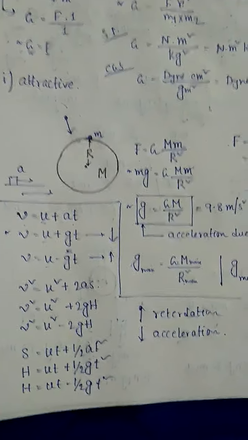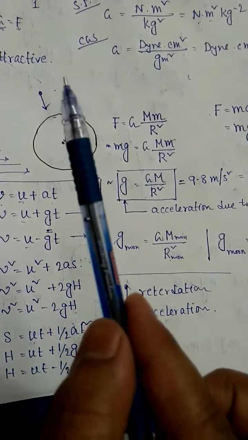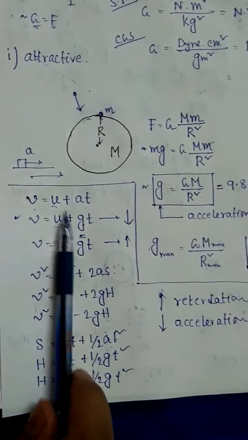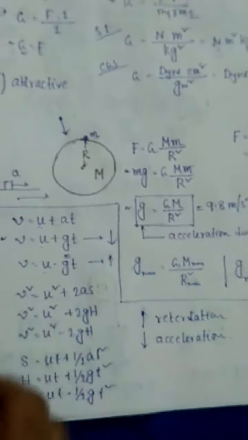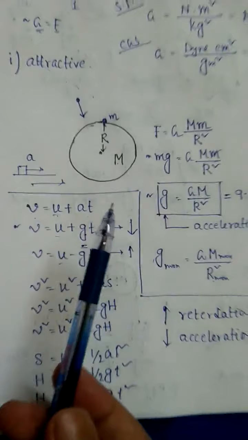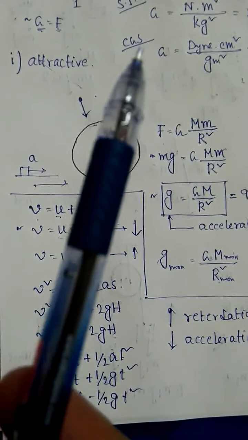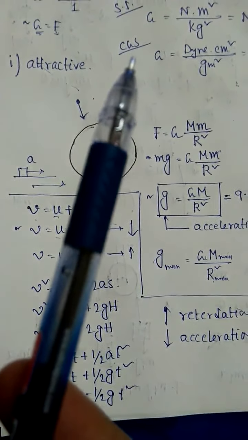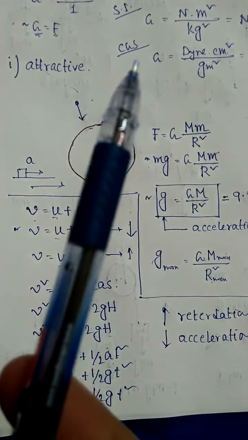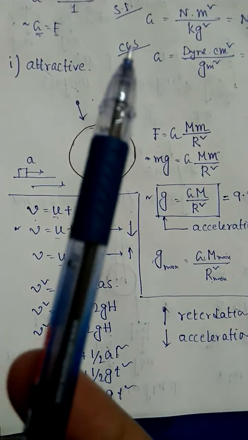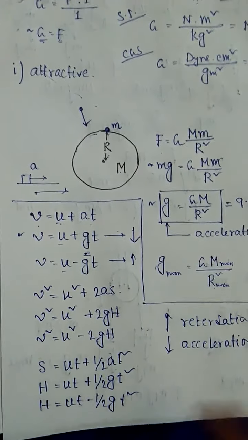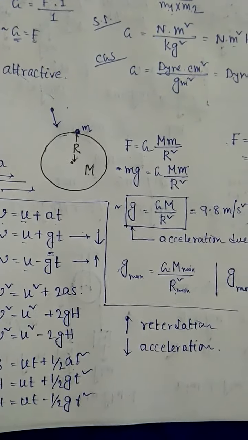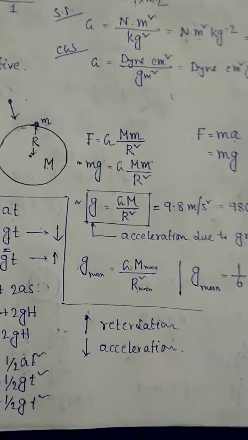Is it okay? So when you are releasing from a certain height, then initial velocity u equals 0, because initially it is at rest. And when you are throwing an object upward, what is happening? Coming to a certain height, it is stopping for a moment, and then it is again falling down. So the final velocity will be 0 here. Is it okay?